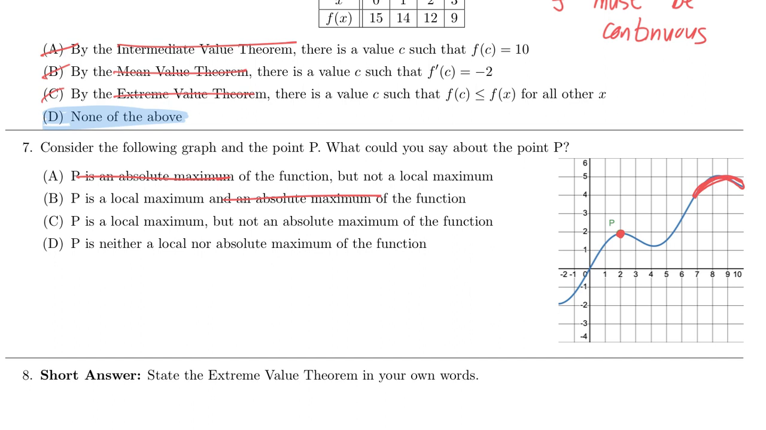All right, what about being a local max? Local max just means that it's bigger than everything around it. So we just kind of put a small box around P. All right, and in that small local area, is P the biggest value? And yes, it is. It's at the top of that small hill, so it is a local max. So it's a local max, but not an absolute max. So C is the right answer.